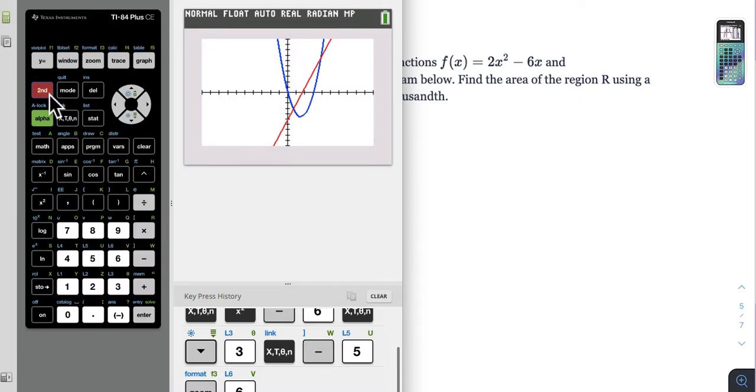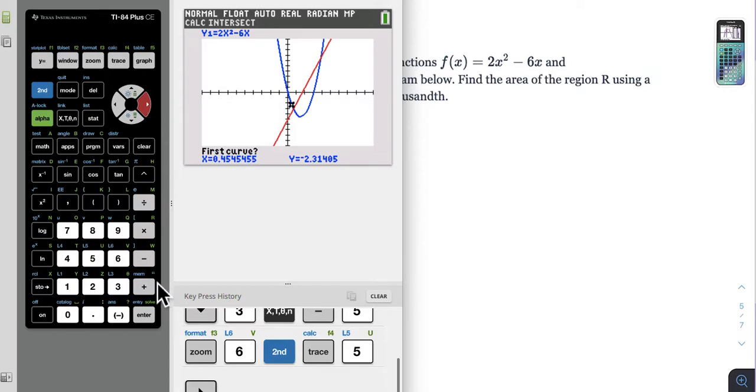So I'm going to do second calculate option 5 for my intersection. I'm going to scroll over close to my first one. That is my first curve. My second curve, I don't guess. Okay, so my first intersection point, I'm going to label that as x1 over here. That is 0.649.